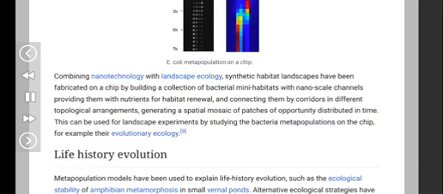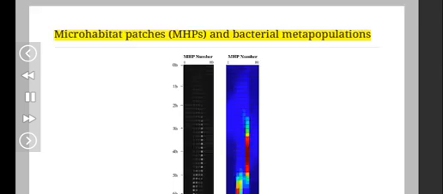Microhabitat patches, MHPs, and bacterial metapopulations. E. coli metapopulation on a chip. Combining nanotechnology with landscape ecology, synthetic habitat landscapes have been fabricated on a chip by building a collection of bacterial mini-habitats with nanoscale channels, providing them with nutrients for habitat renewal, and connecting them by corridors in different topological arrangements, generating a spatial mosaic of patches of opportunity distributed in time. This can be used for landscape experiments by studying the bacteria metapopulations on the chip, for example their evolutionary ecology.